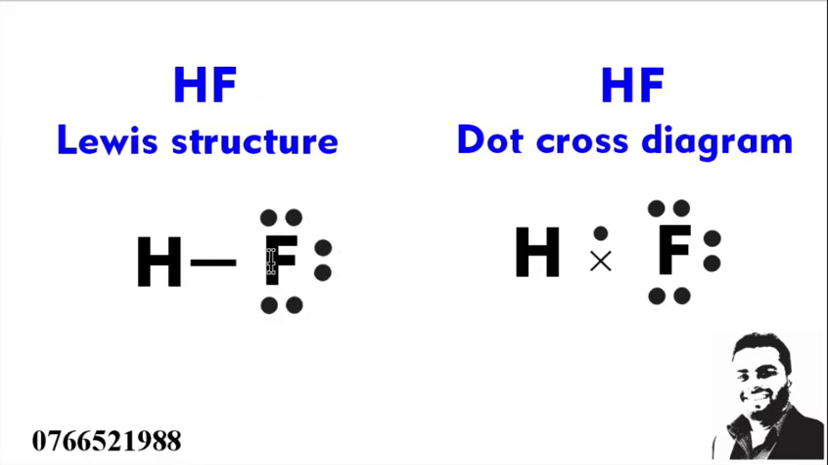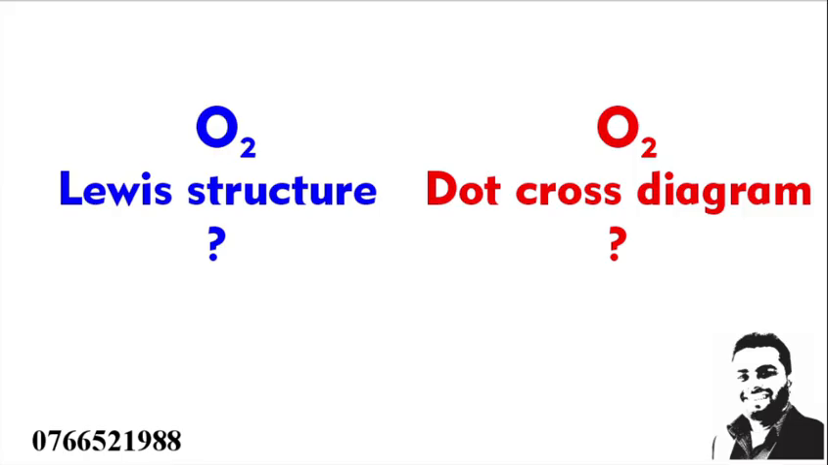Hydrogen fluoride. Hydrogen and fluorine atoms. The fluorine atom has 3 lone pairs. Hydrogen has no lone pairs, 1 bond. You convert this into a dot and cross diagram. So this line is a dot and a cross, with fluorine as dots, hydrogen as cross.